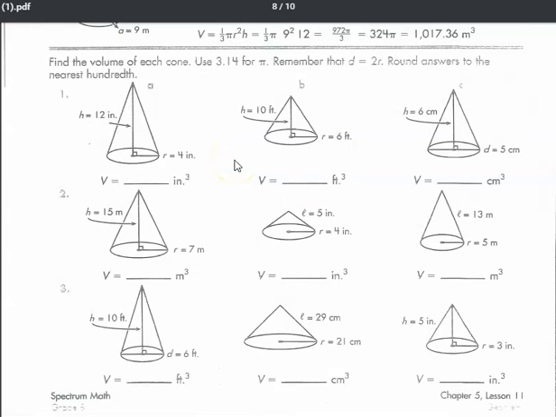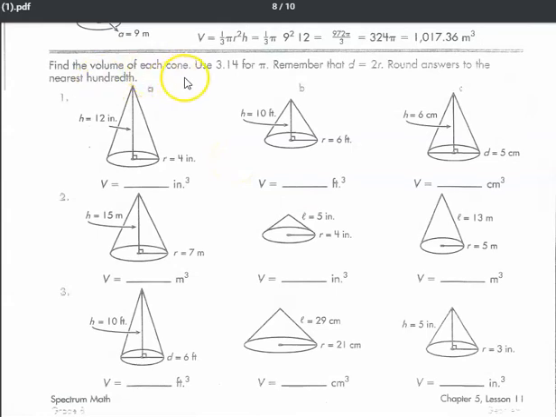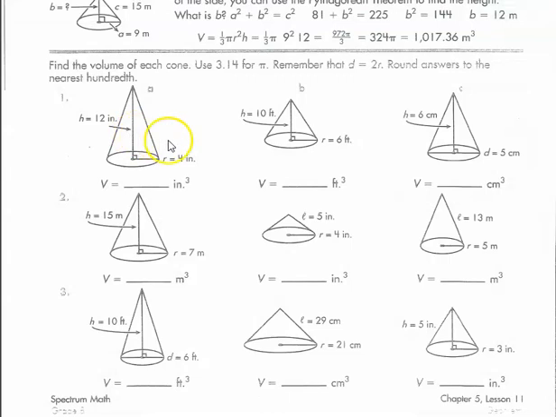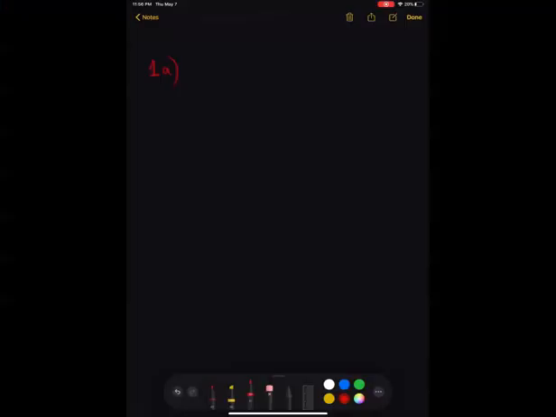It says right here, find the volume of each cone. Use 3.14 for pi. Remember that diameter is equal to 2 times the radius. Round answers to the nearest hundredth. So let's see, which one should we do? I'm going to do number 1A, and I am going to do number 1C. Number 1A and number 1C.